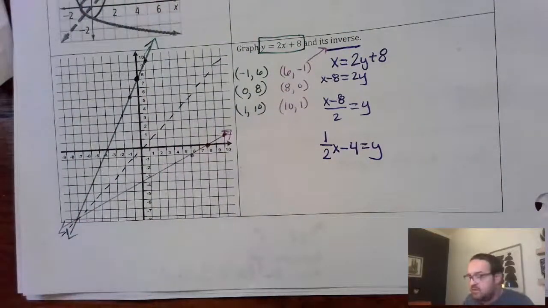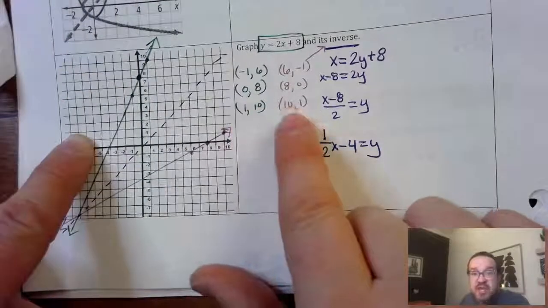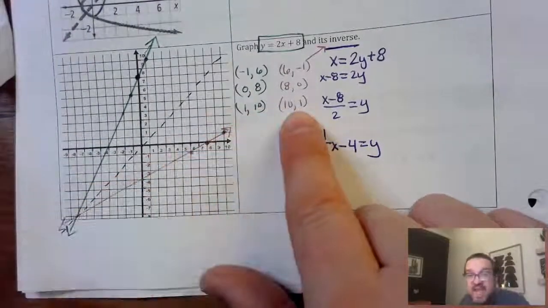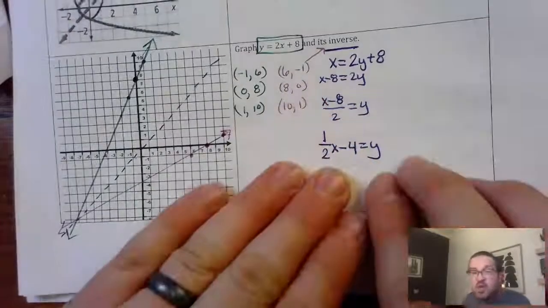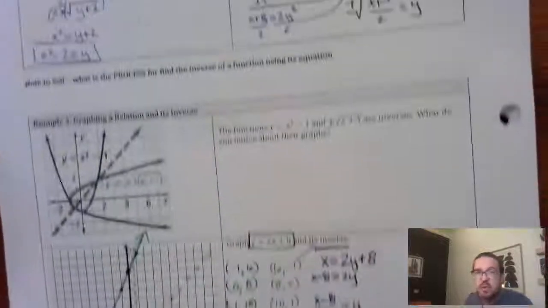If you just graph the original problem, you can actually just switch the points and graph the inverse of it as well. You don't have to actually come up with an equation, right? Now, if you're finding the equation like we were earlier, then that is something that's necessary.